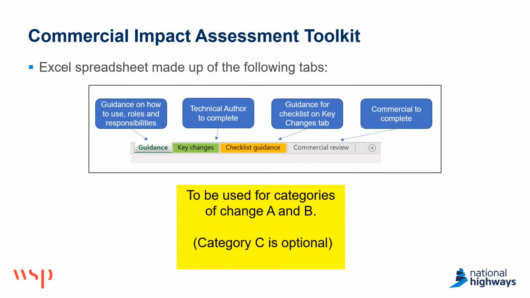The Commercial Impact Assessment Toolkit is an Excel spreadsheet made up of the following tabs shown on the screen. The Key Changes tab, shown in green, is the one that the technical author is to complete. This toolkit is to be used for categories of change A and B, and for Category C, its use is optional. If you're unsure what a category of change means, please refer to the help pages or the further training on the standards governance process.